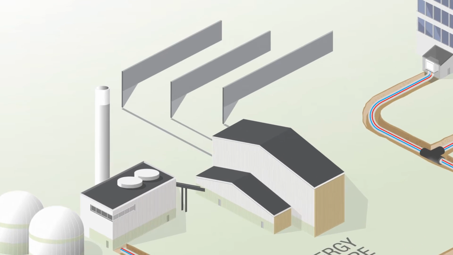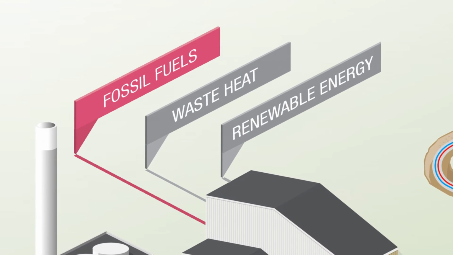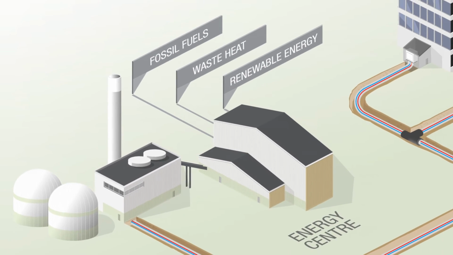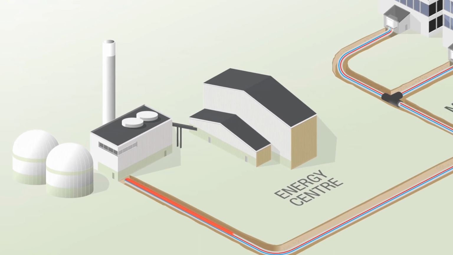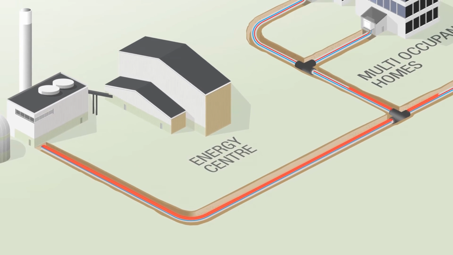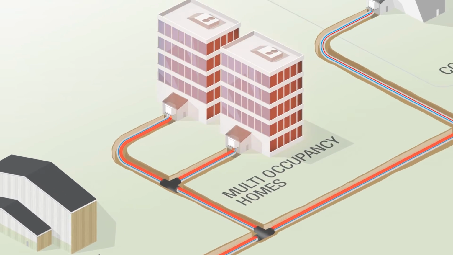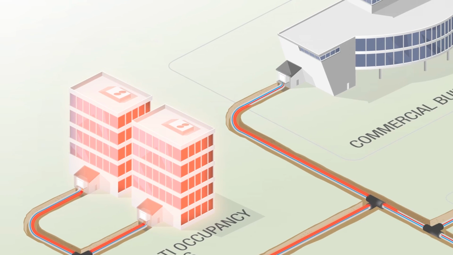There are many heat source options for the energy centre, such as gas combined heat and power, energy from waste, or renewable energy sources like heat pumps, biomass, and anaerobic digestion. The hot water travels through an underground insulated pipe network to a heat interface unit located in each building.